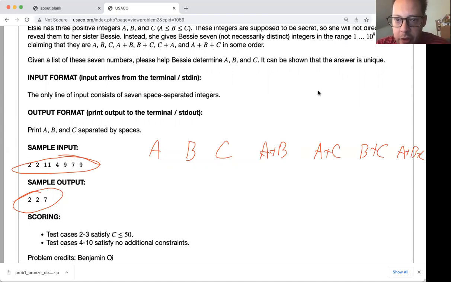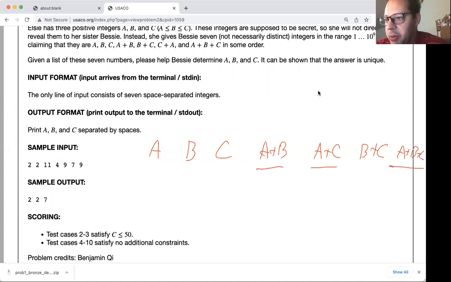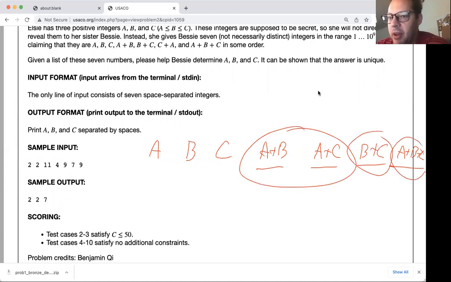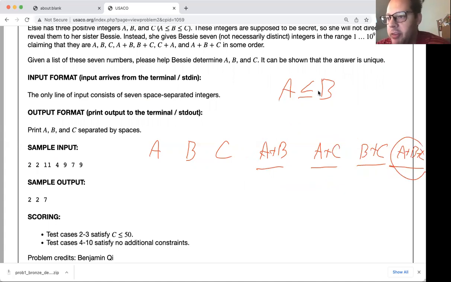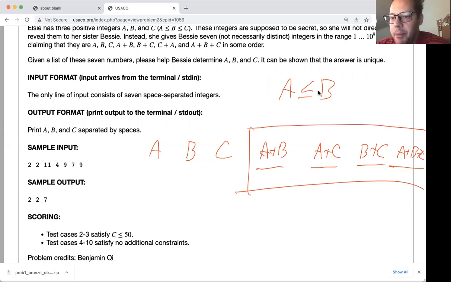All right, so a couple observations. First observation is A plus B and A plus C and A plus B plus C all have to be greater than A, and B plus C has to be greater than B. So since all of these are greater than A, and this one's greater than B, and we've been told that A has to be at least less than or equal to B, what that means is that all of these numbers that involve adding, by definition, must be larger than A. A would have to be smaller than all of these.